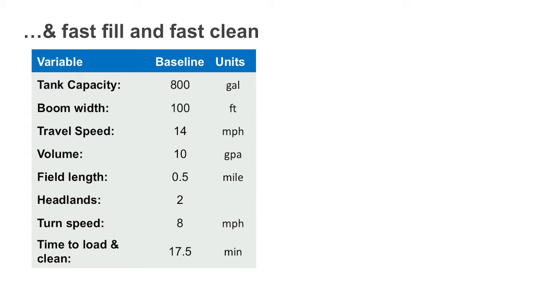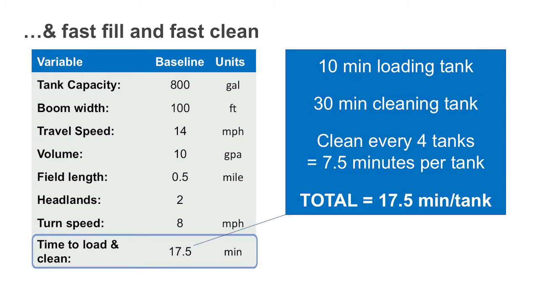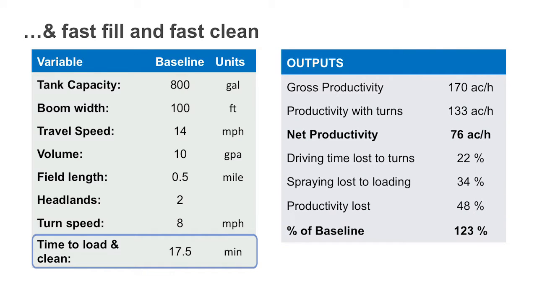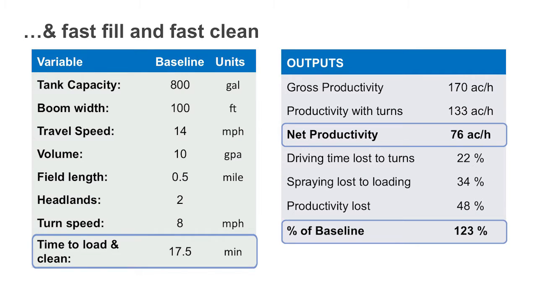Let's assume now that we've shaved some time off our cleaning for a total downtime of only 17.5 minutes. Again, that's 10 minutes of loading and 30 minutes of cleaning the tank once every 4 tanks. We're still paying attention to screens and other important elements that simply take time. Our productivity used to be 76 acres per hour. Now by cleaning faster, it's gone to 88 acres per hour. That's a full 12 acre per hour gain. Very significant.